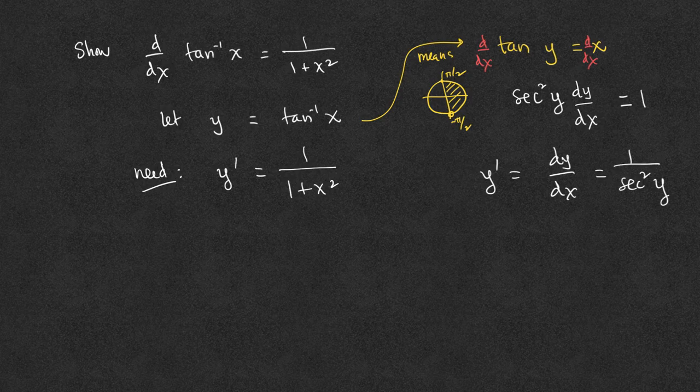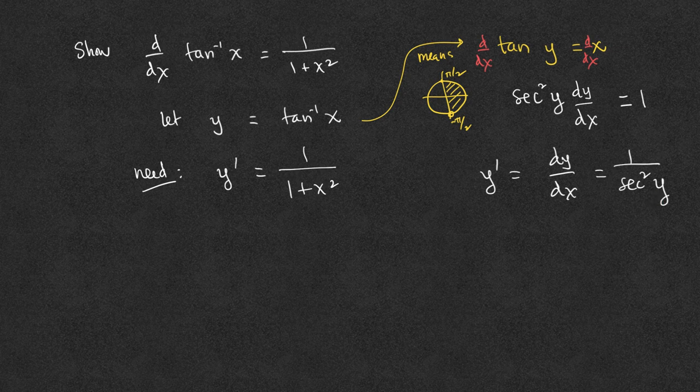And that is the derivative of tangent inverse of x. But we cannot leave the answer in terms of y, because y is tangent inverse of x. In fact, it is defined explicitly. There's no y on the right hand side here, and so we would need to find a way to rewrite y in terms of x.